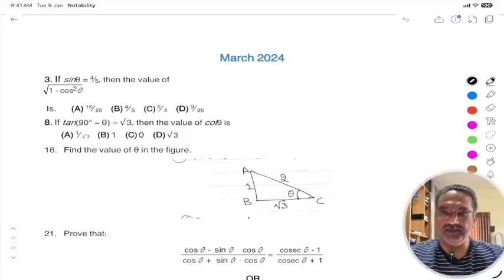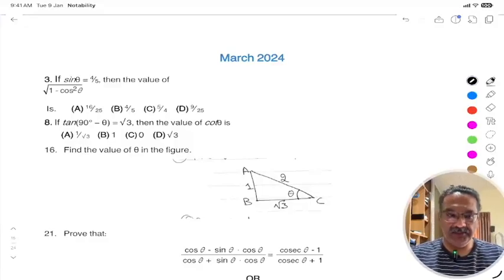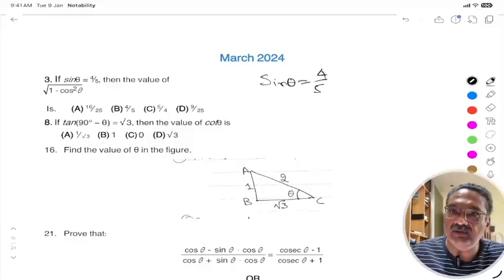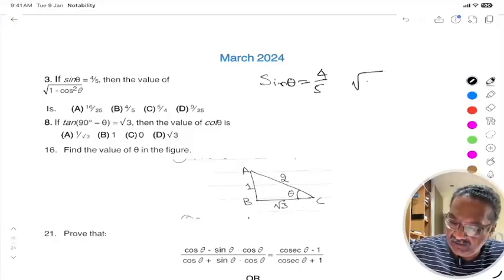Okay, now let's come to the March 2024 question papers, questions. First, the MCQ. See, they have given sin theta is equal to 4 by 5, we will solve it here only. Then find the value of square root of 1 minus cos square theta.